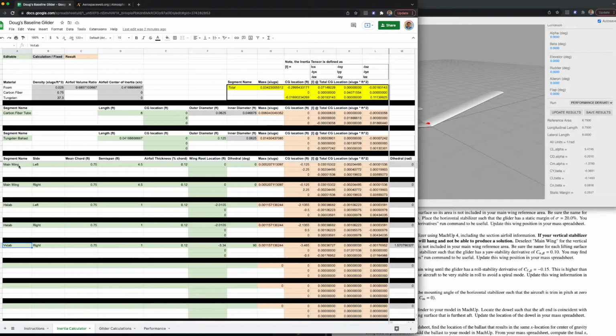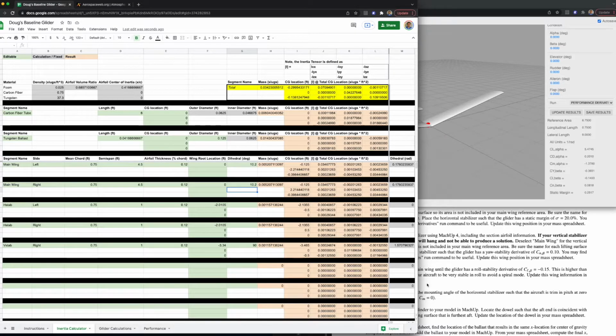Okay, so let's start with the main wing. The only thing that we changed on the main wing is the dihedral. So that's now at 10.2 degrees for both the left and the right. That's going to rotate the wing here, and it doesn't change the mass of the aircraft, but later it does affect the CG location, and it also affects our inertia tensor over here.